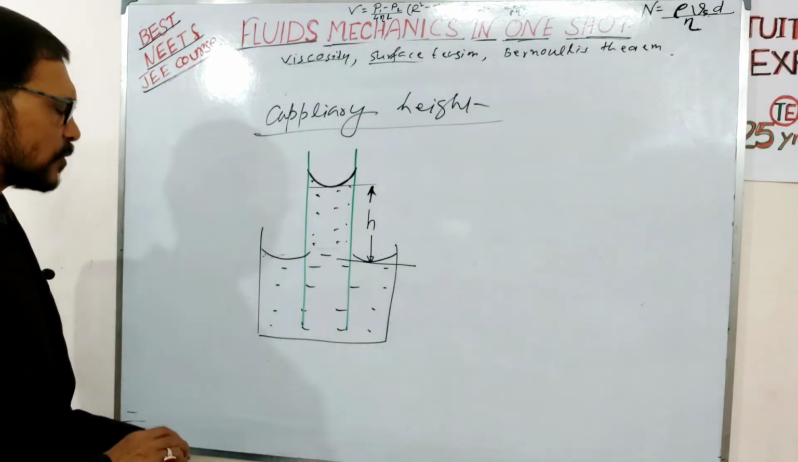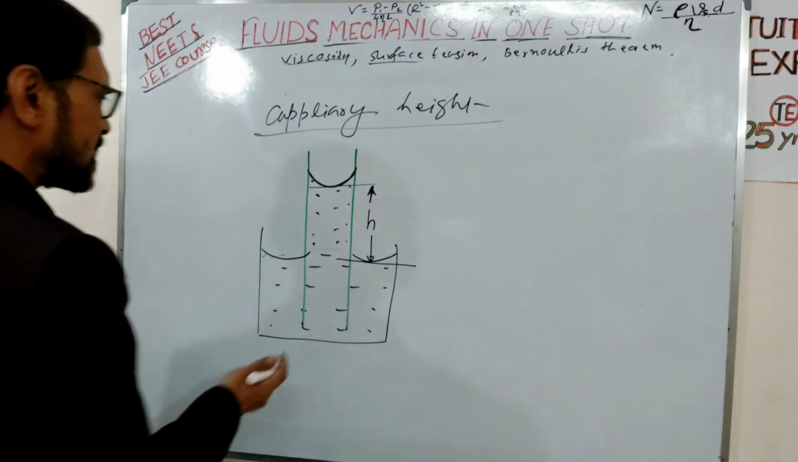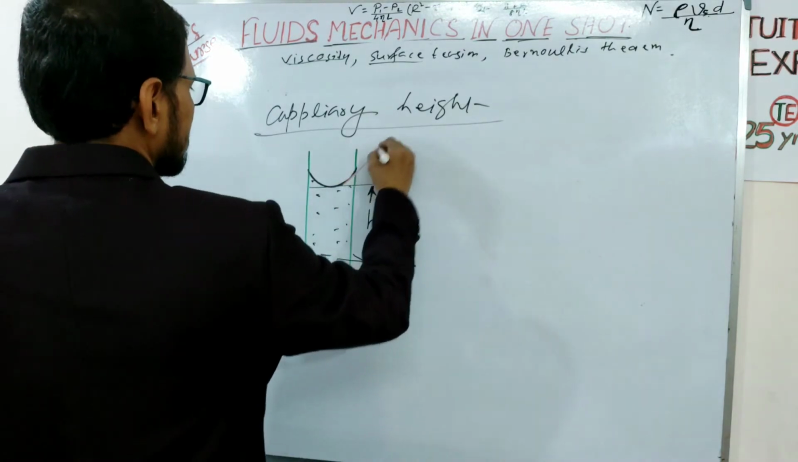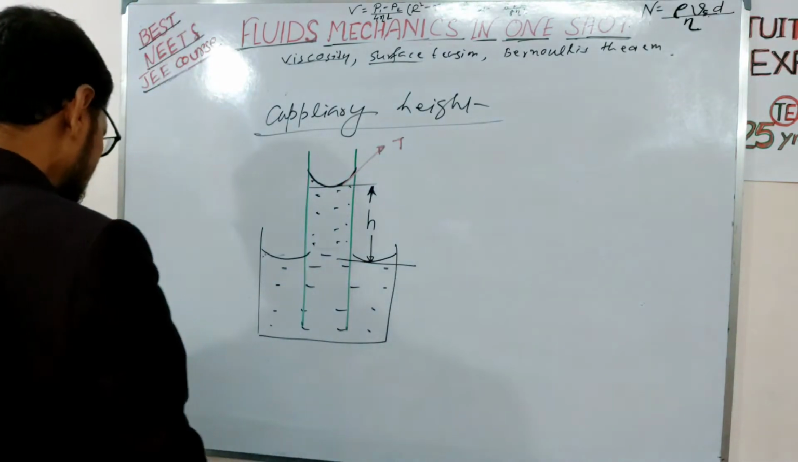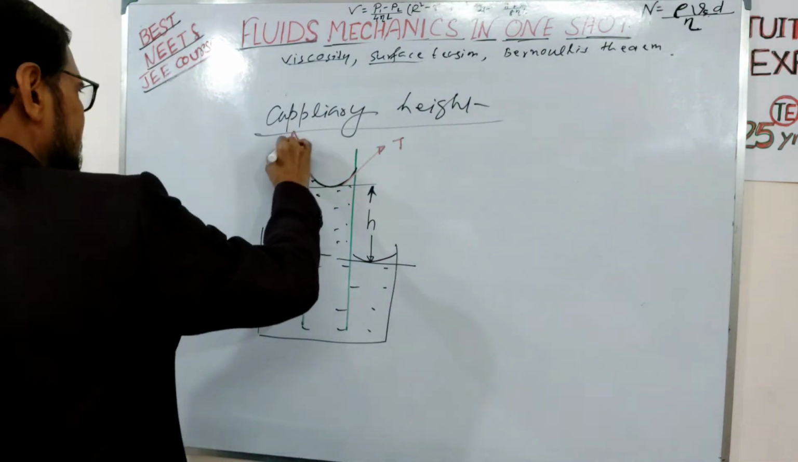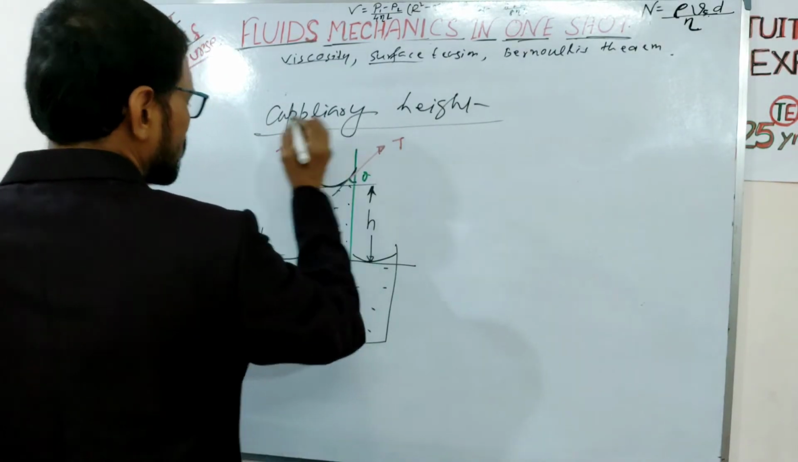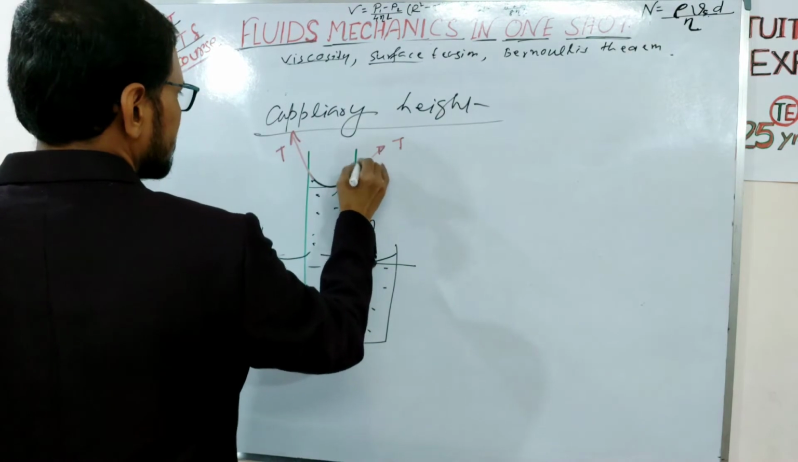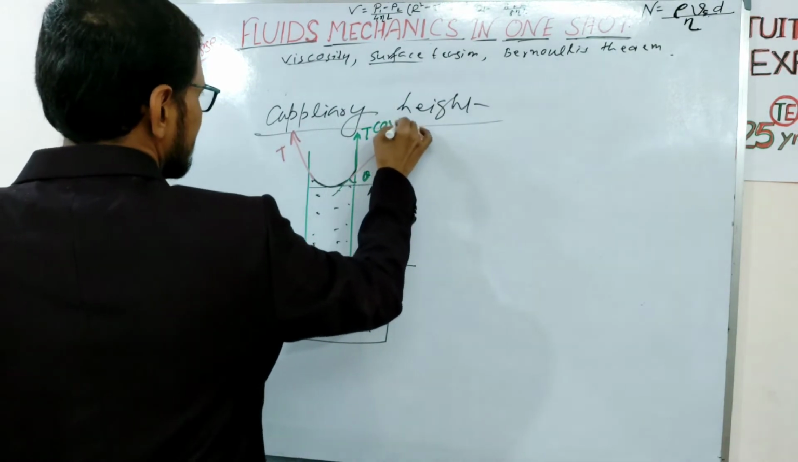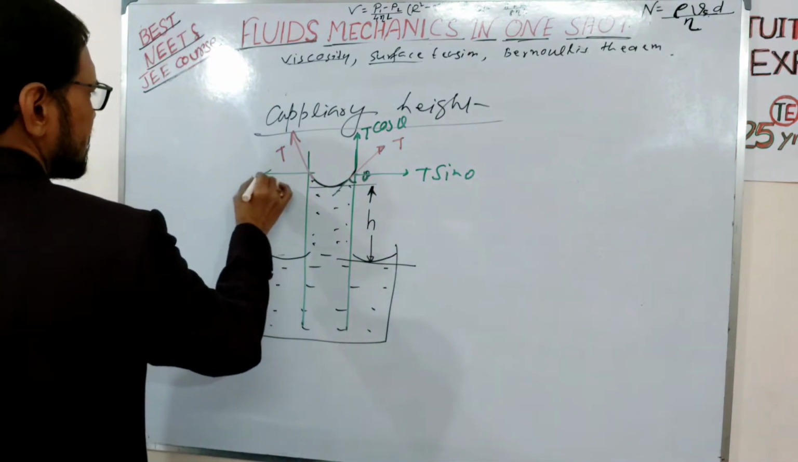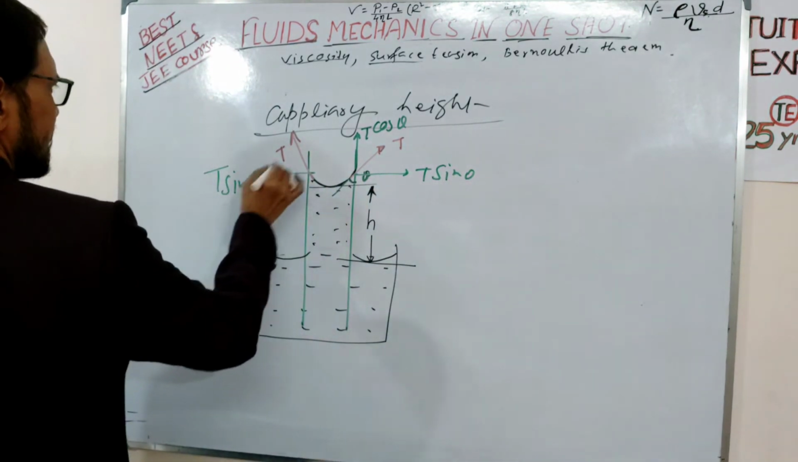Now how is h formed? Due to surface tension, some liquid rises within the small tube. Here surface tension acts in this direction, and this is the angle of contact, theta. So due to theta, T cos theta acts in this direction and T sin theta acts in this direction.